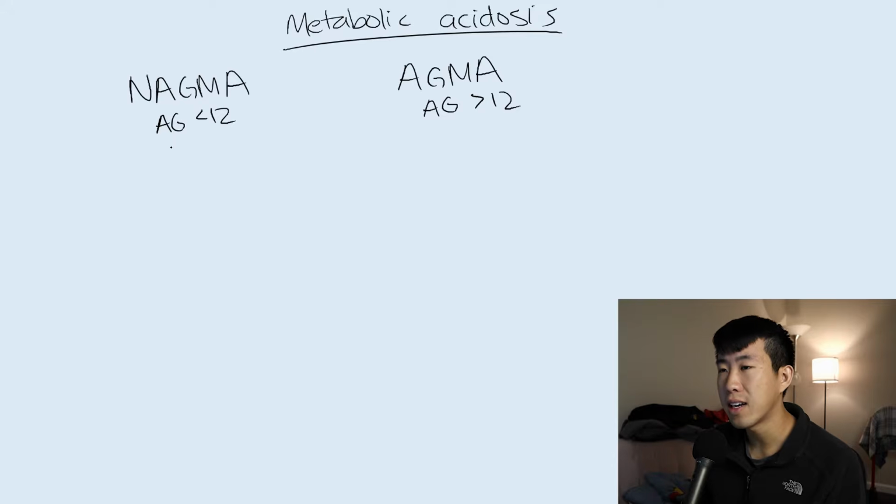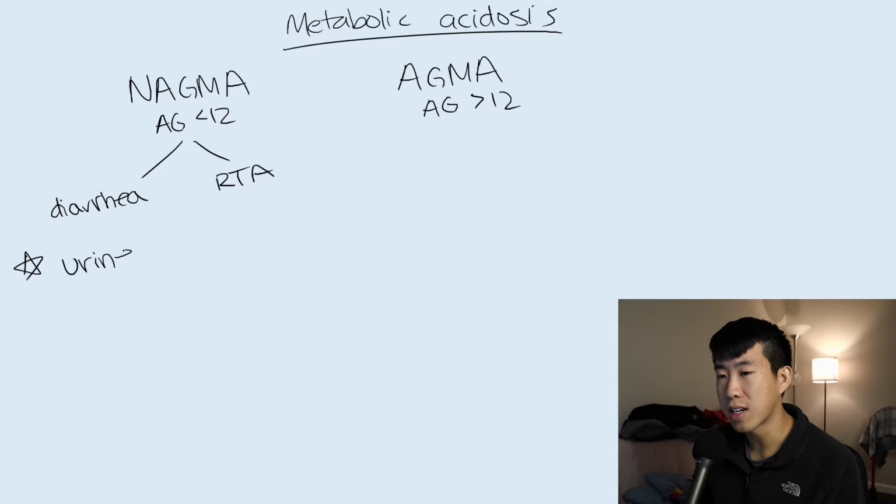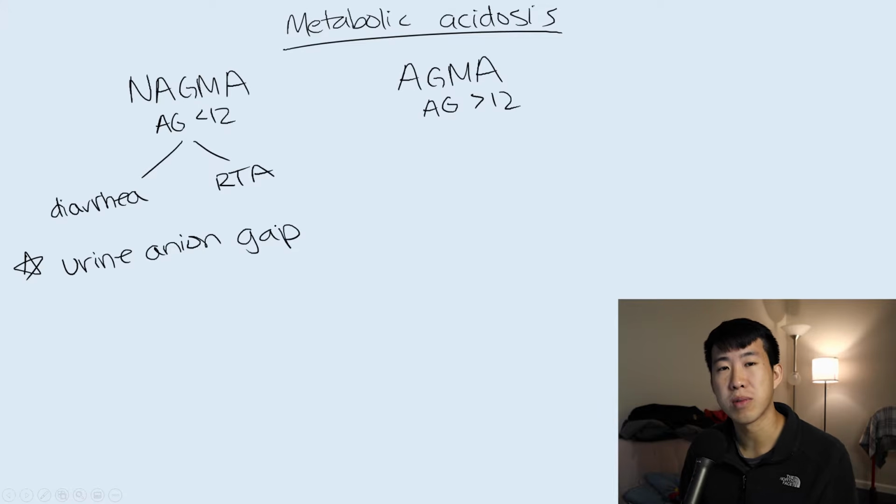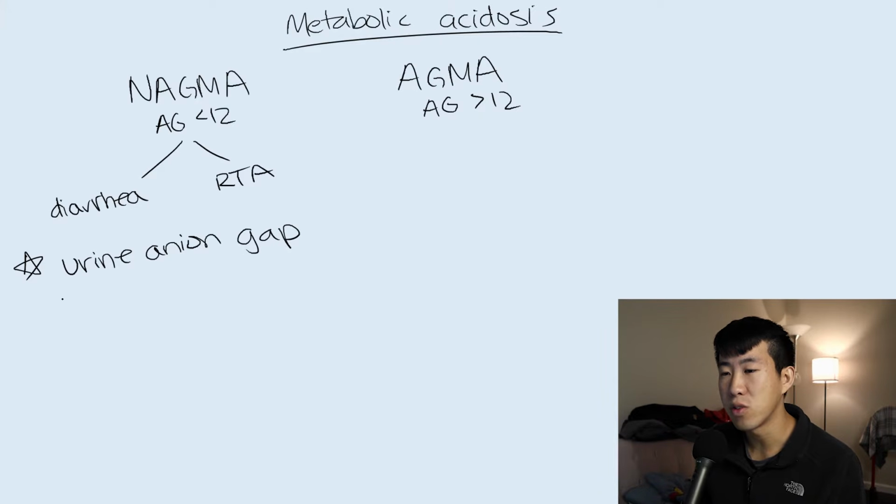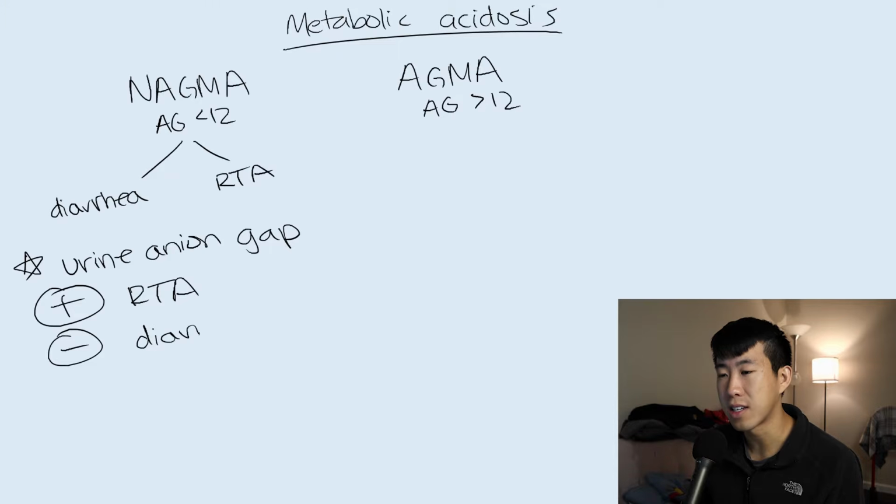So for non-anion gap metabolic acidosis, the two most common causes here are going to be diarrhea or GI losses versus renal tubular acidosis. And how do you differentiate between these two? The way you do that is you're going to get a urine anion gap, and usually the history is going to be pretty telling as well. But if you have a positive urine anion gap, that suggests an RTA, and if you have a negative urine anion gap, that suggests that their non-anion gap metabolic acidosis is due to diarrhea.